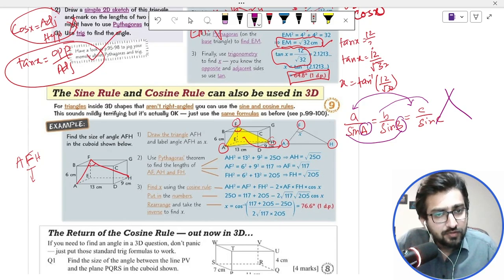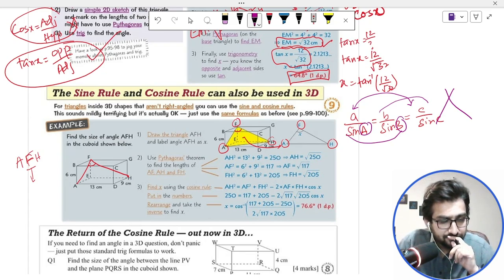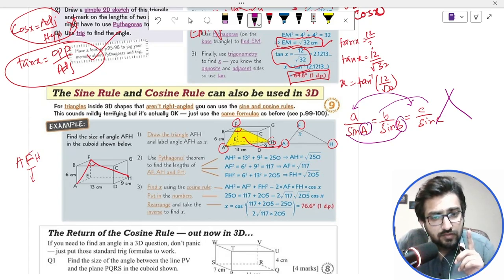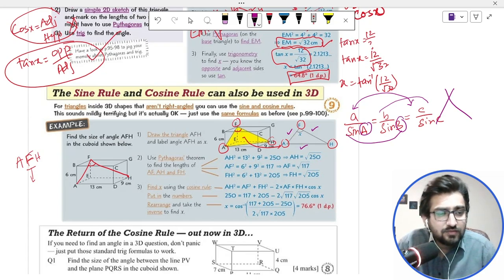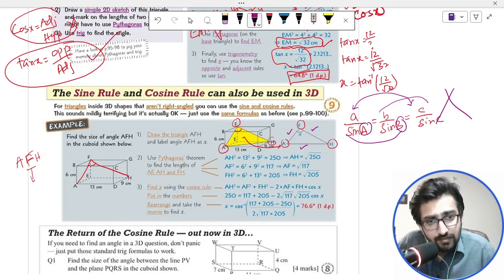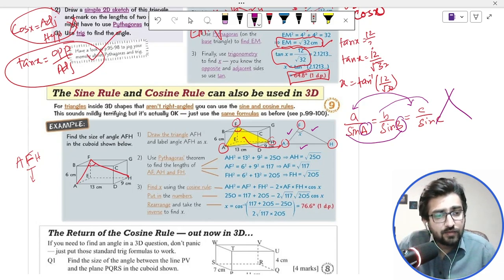But if you remember, we can use cosine rule because there was one angle involved in cosine rule. But to use cosine rule, we need all these three sides. We need this side, we need that side, we need this side. We need all these three sides to find, right? So we need three sides to apply cosine rule and find out that angle.